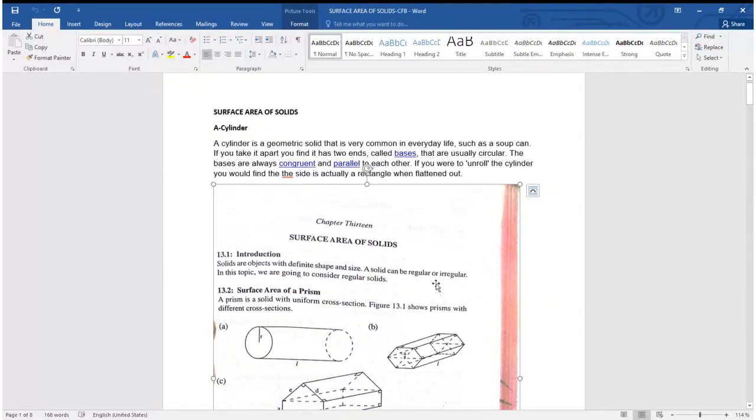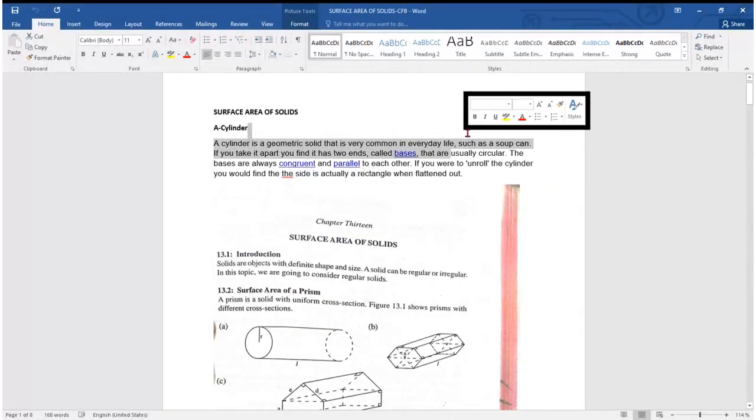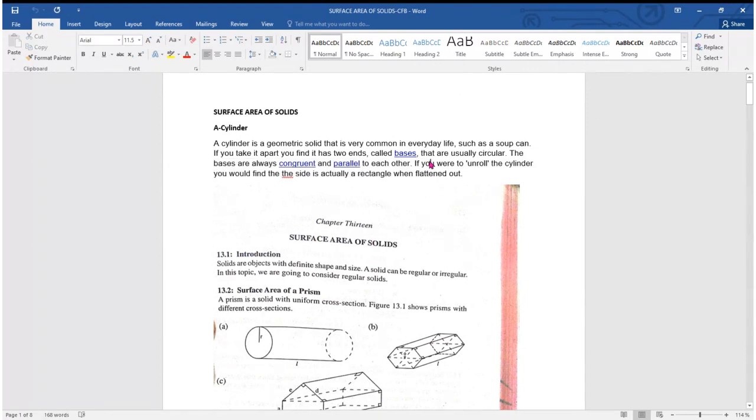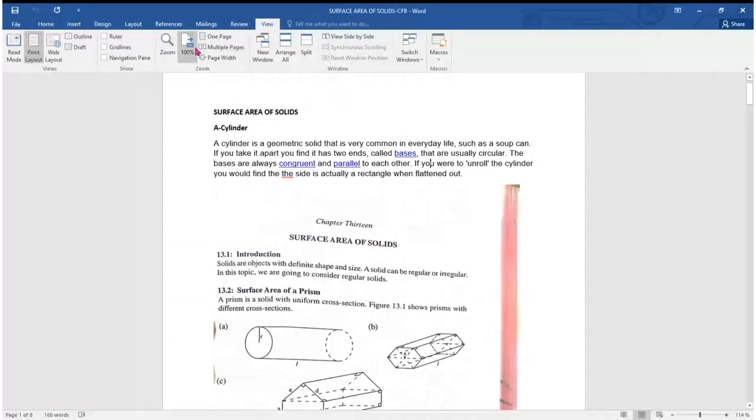We have a cylinder. So what I like doing is I like covering the solid. I look at surface area, I look at volume, then we can move on. So a solid, as you can see here, this one, we have a very good definition of a solid right here.